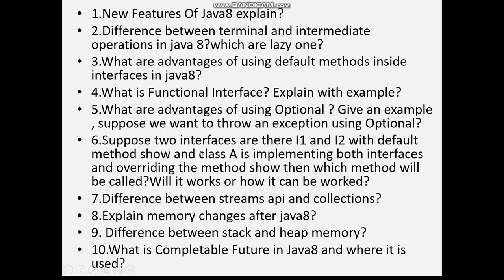And then there is a scenario based question: suppose two interfaces are there, I1 and I2, with the default method show, and class A is implementing both the interfaces. I1 and I2 both have the default method, so both will have a definition of the show method. And class A is implementing both interfaces and overriding the method show. Then which method will be called, whether of I1 or I2, or will it work or give an error? So this is again a most asked interview question, a scenario based question from the default method perspective.